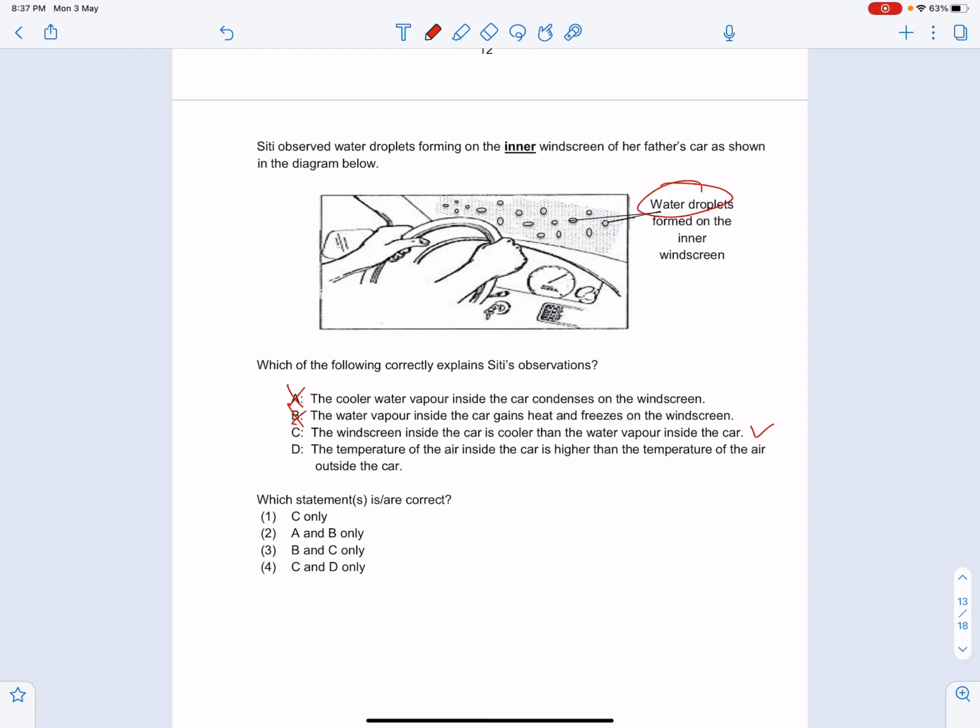Because the air outside is colder, it makes the windscreen colder as well, because the windscreen would lose heat to the outside environment, and that proves that the inside is actually warmer. Inside of the car is warmer because the warm water vapor will touch the cooler surface of your windscreen, lose heat, and condense on it. So this is correct. So answer C and D.